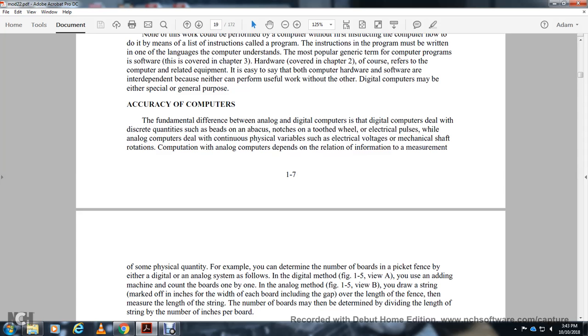For example, to determine the quantity of boards needed for a fence, for both the digital and the analog system. In the digital, you use an adding machine to count the boards one by one. The analog, in figure 1-5: you draw a string marked off in inches, the width of each of the boards, and include the gap over the length of the fence.